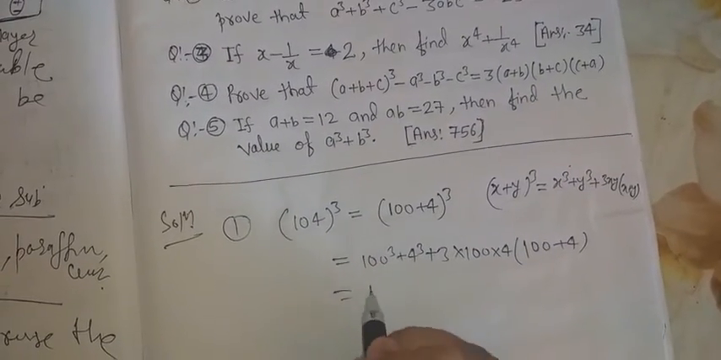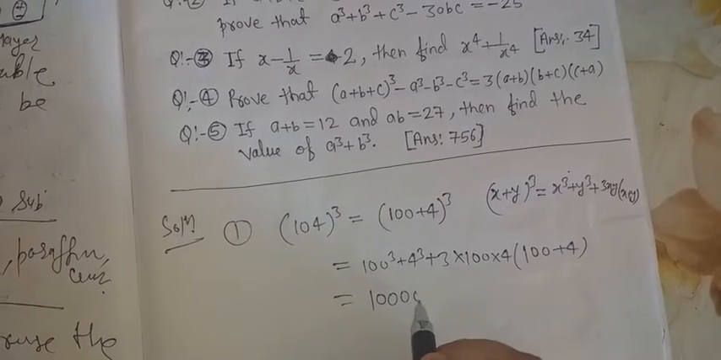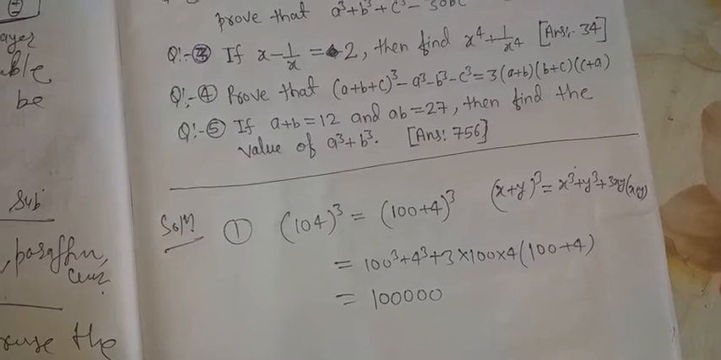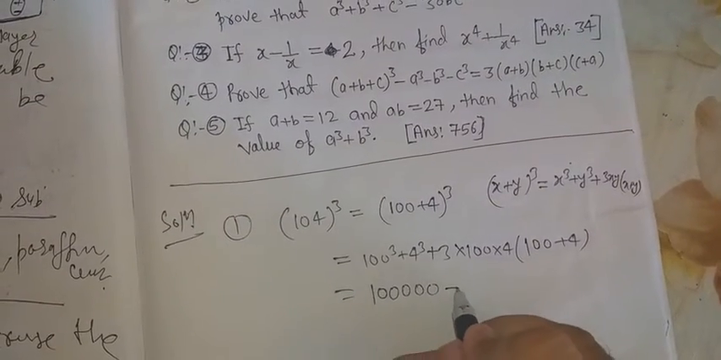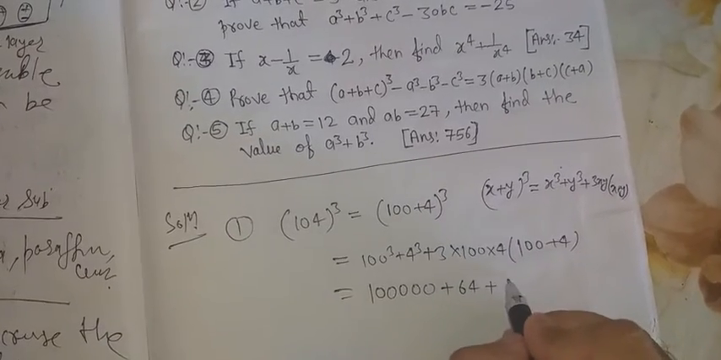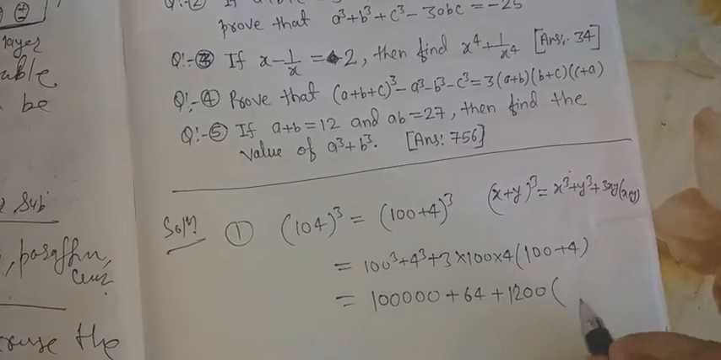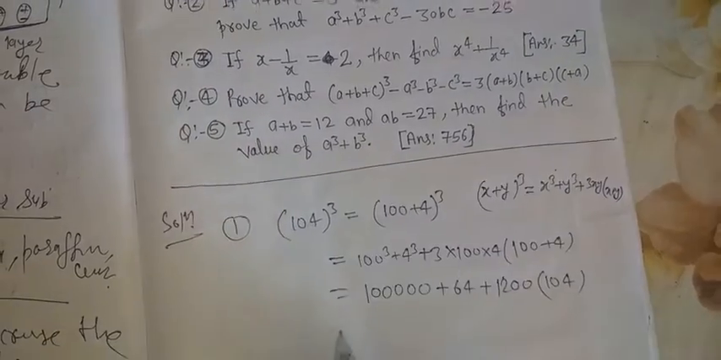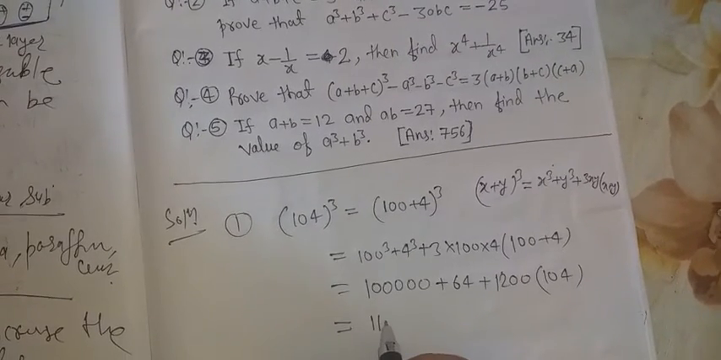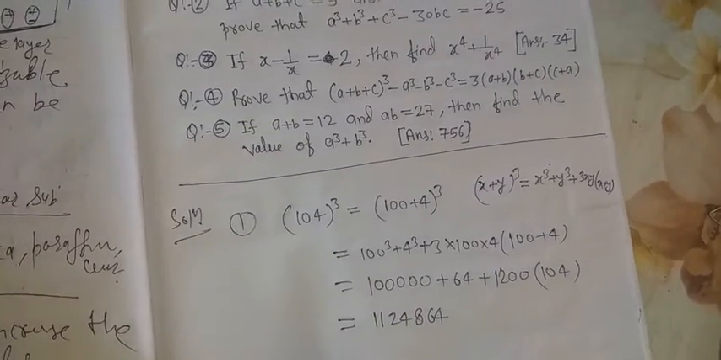So 100 cube is equal to how many zeros? 6 zeros. Okay. 4 cube means what? 64, and that is 1200, that is 104. If we add this, we will get 1124864. Okay.